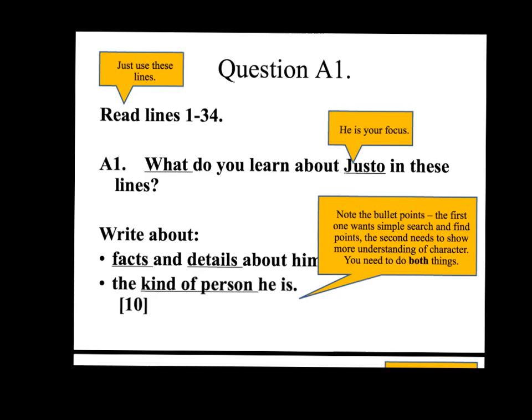So, in terms of the bullet points, the first one wants a simple search and find. It's what we call a location element to the question. So you're finding the facts and the details. The second bullet point advises you to show understanding of his character, and that's what we call an inference question. In order to gain high marks on this first question, you need to make sure that you address both elements of this particular question.